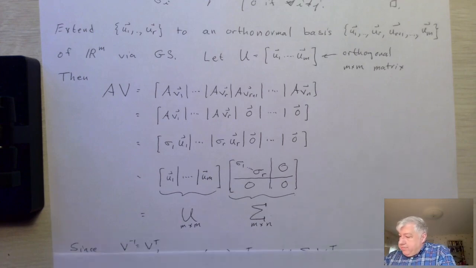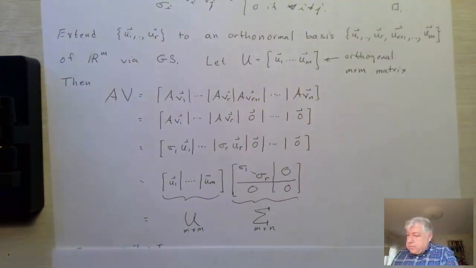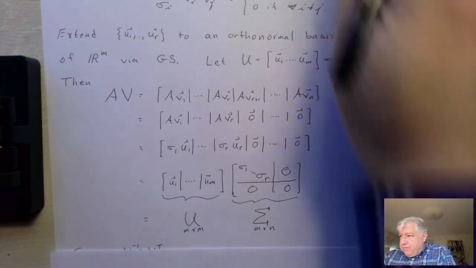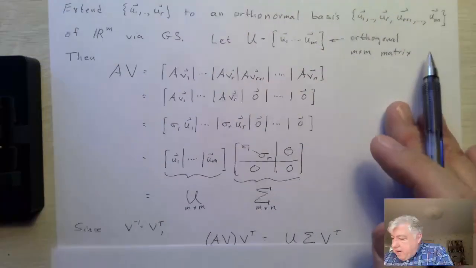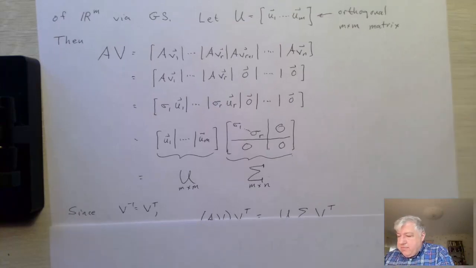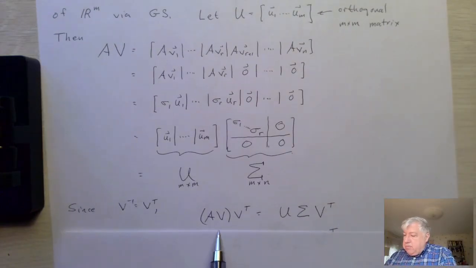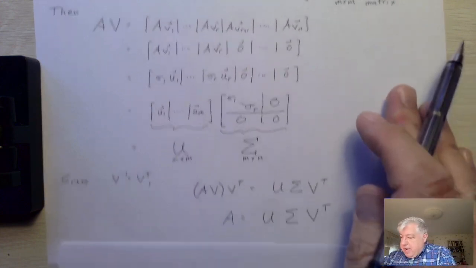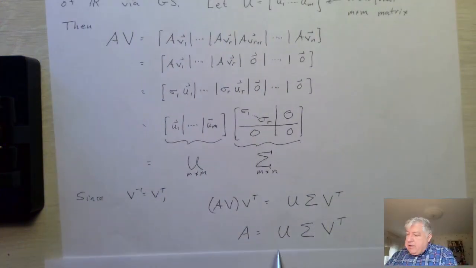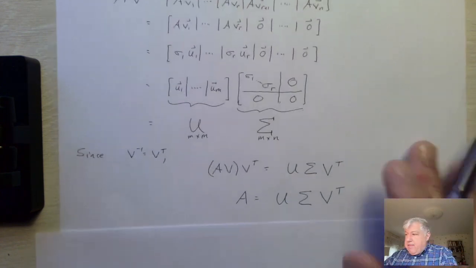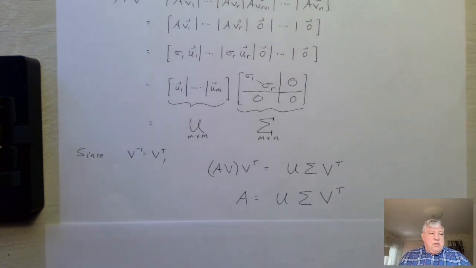Okay, now this is true, and because V is orthogonal, V inverse is the same as V transpose, and we can multiply on the right both sides by V transpose. Then V and V transpose cancel, and we get A is equal to U sigma V transpose. And this, in fact, is the singular value decomposition of A.